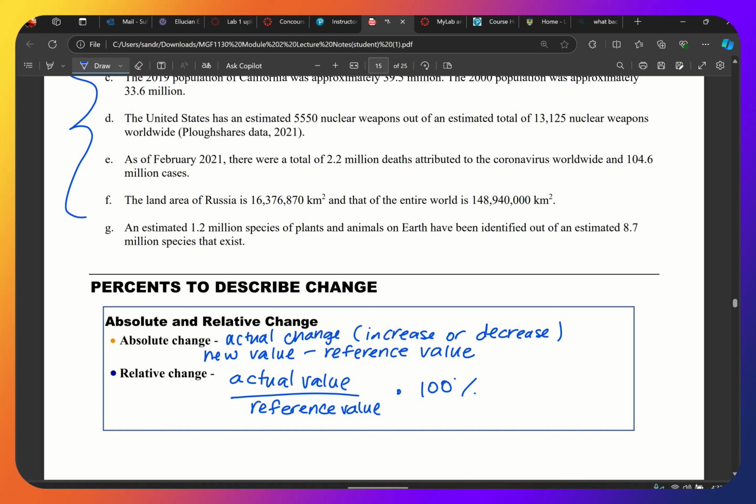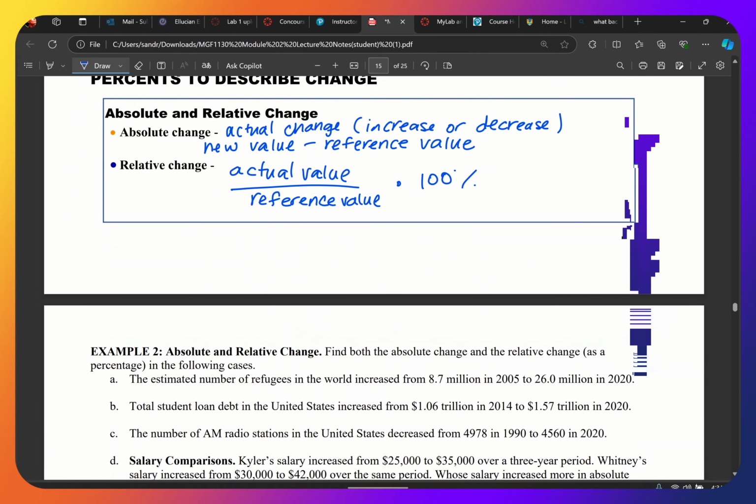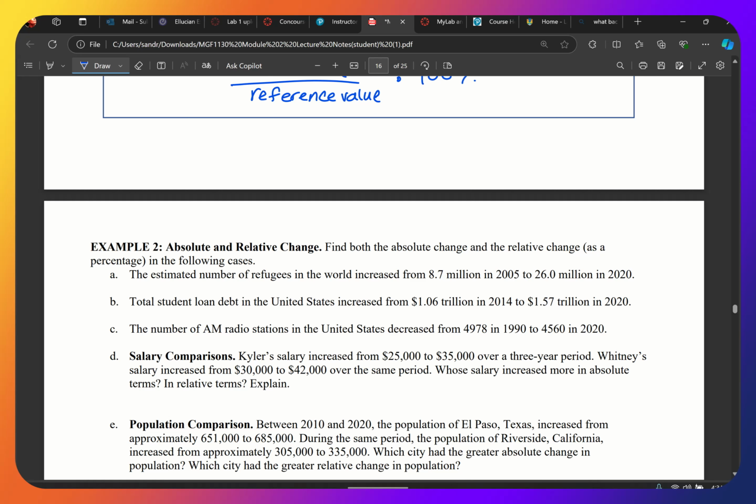Got it? We're good? Okay. Here are some example problems. The estimated number of refugees in the world increased from 8.7 million in 2005 to 26 million in 2020. Find the relative and absolute change. So I'm going to do the absolute change here. Let's call it AC. Absolute change is the actual numerical value. So this is going to be 26.0 minus 8.7. This is 17.3. That's the absolute change.